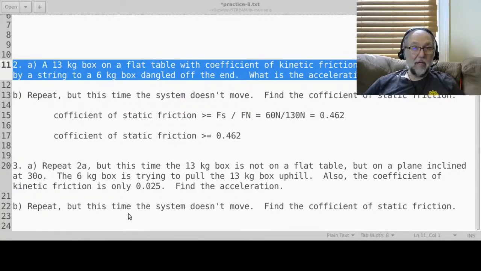And then part B is the same setup, but this time nothing is going to move. So we're going to get the coefficient of static friction. It's exactly like part B from the previous problem.